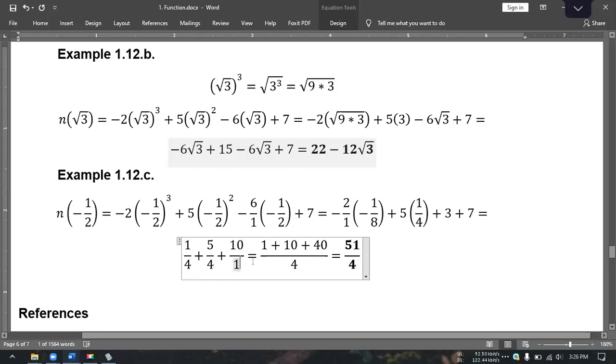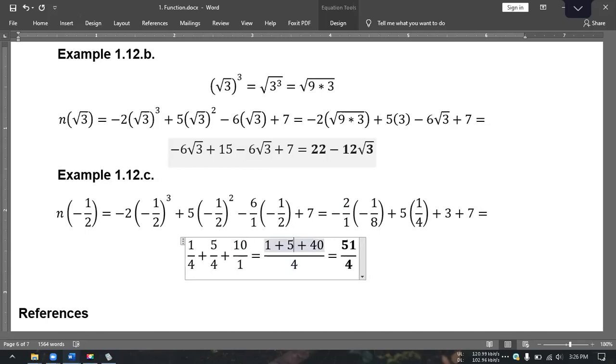And then to simplify this fraction, in this addition of fractions, we have to find the LCD. So our LCD is 4. 4 over 4 times 1 is 1. 4 over 4 times 5 is 5. This should be 5. And 4 over 1 times 10 is 40. So this should be 46.